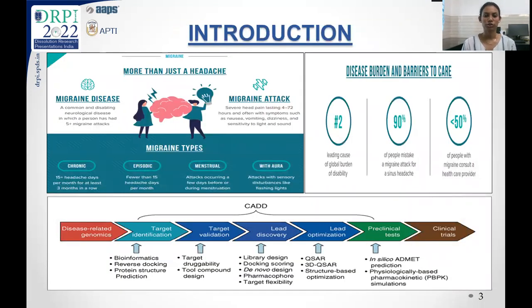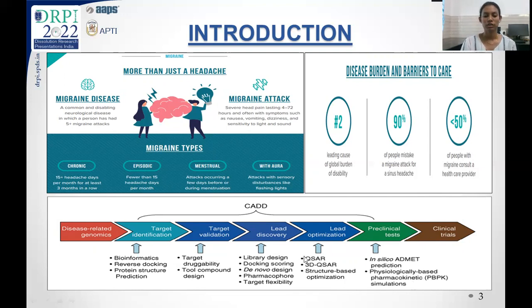So this is an introduction. Basic introduction about migraine and CAD. Migraine, it's more than just a headache. There are various types of migraines like chronic, episodic, menstrual, with aura and without aura. Around 90% of the people mistake migraine with headache, and nearly less than 50% of the people with migraine consult a physician or healthcare provider.